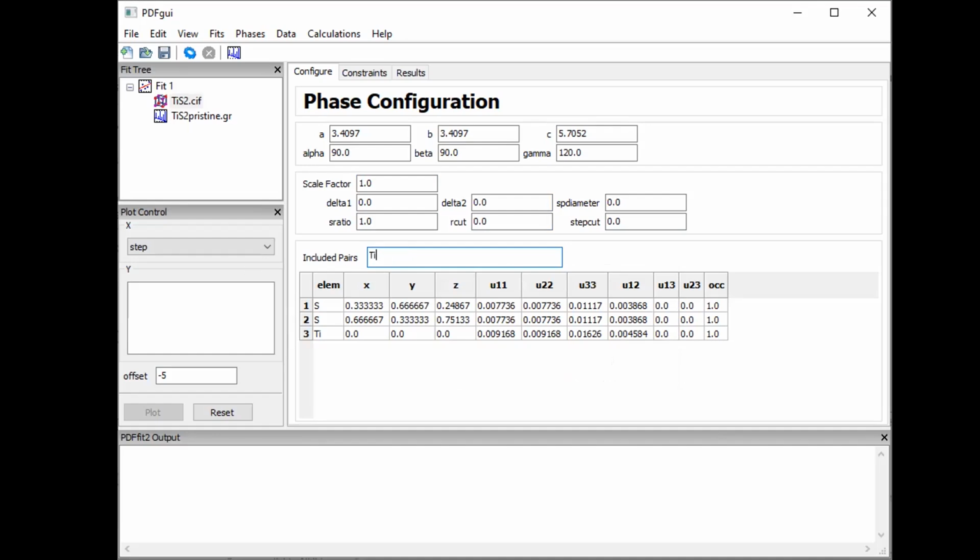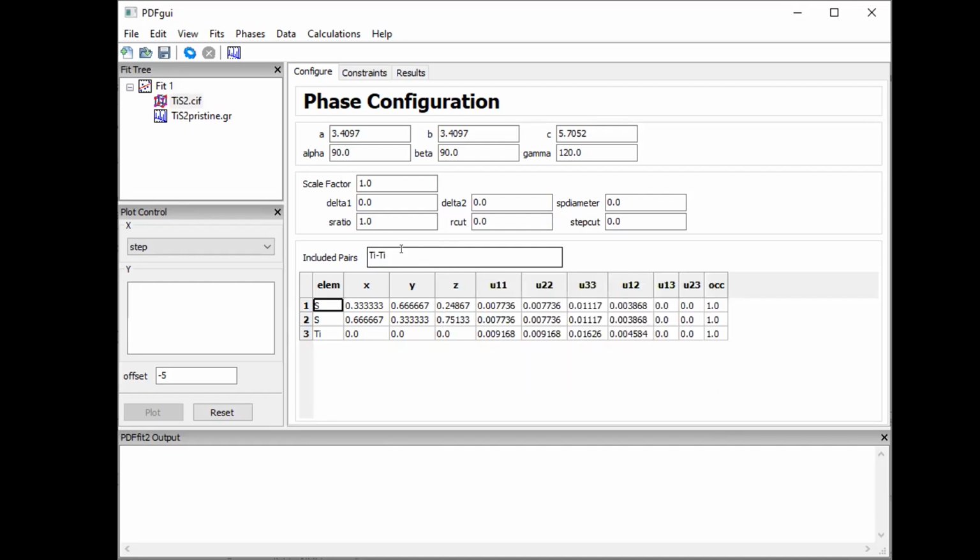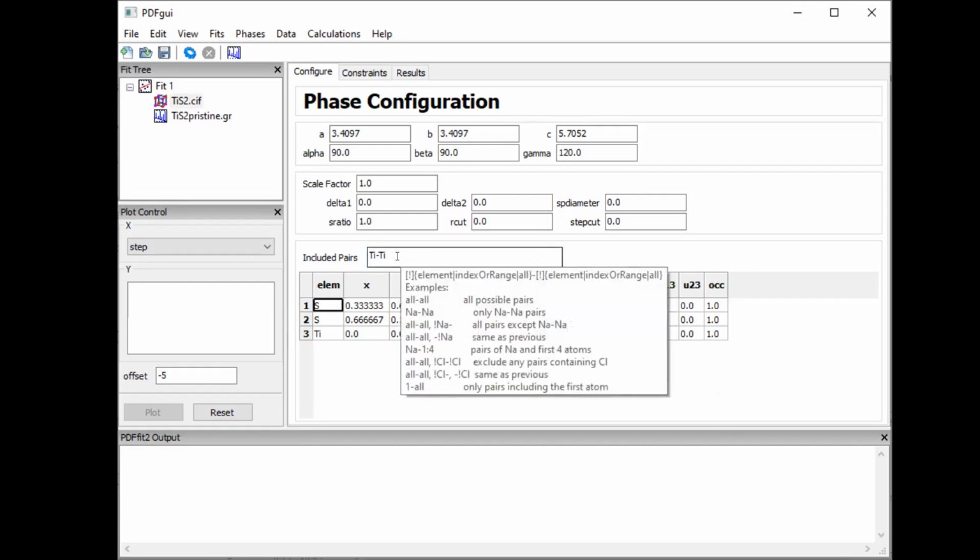For example, you can change to titanium. What this means is the software will still use this structure, but it will disregard all the other atomic pairs. For example, titanium-sulfur will not be considered. Sulfur will not be considered. It will only show the pattern related to the titanium.